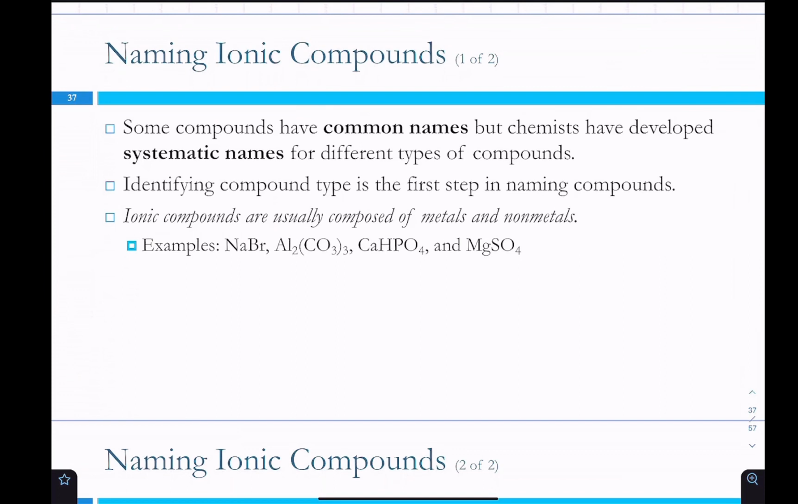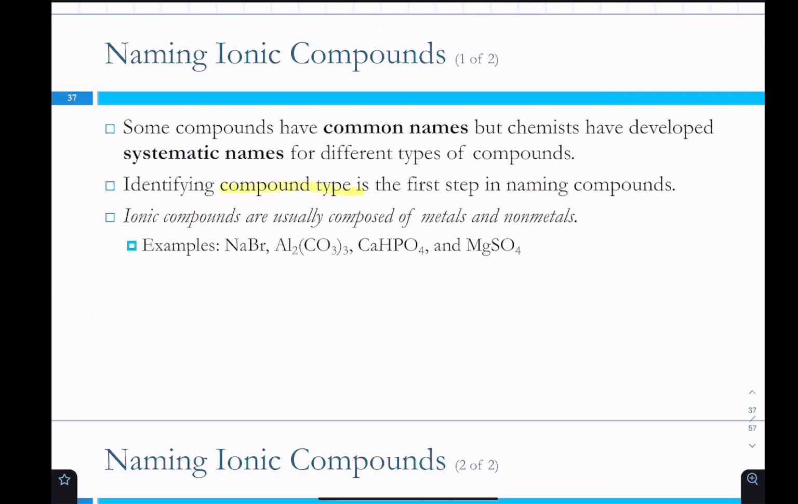So for some compounds, there are common names, but chemists have developed systematic names for different types of compounds. Systematic names are a lot more useful because you don't just have to memorize things. Systematic meaning that there's a system that's used for naming the ions, or for naming the compounds. So the first thing you have to do is identify the compound type. And right now we're going to talk about ionic compounds.